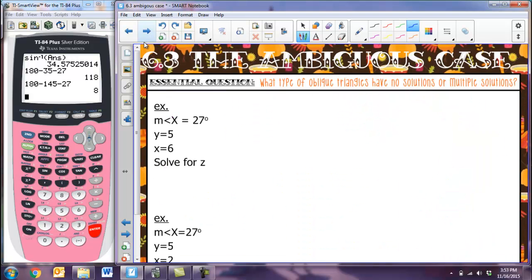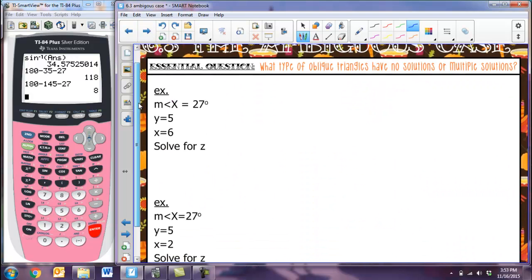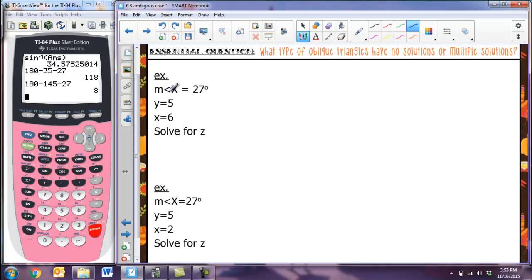Okay, the second one is going to be measure of angle x is 27, then 5, 6, and then we're solving for z. So first thing we need to do is draw my triangle. x, y, z. So we have 5, 6, and then x is 27 degrees. Again, we have the angle side thing going on.